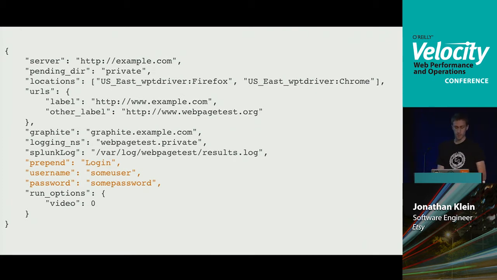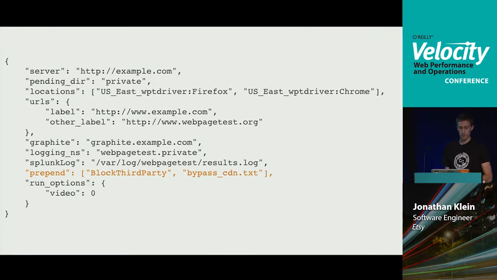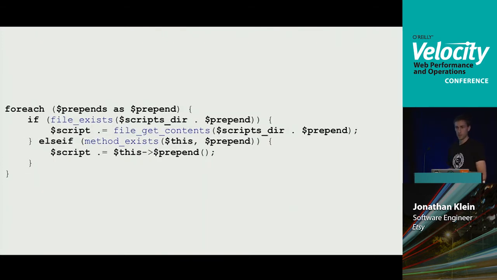That prepend element is also important because you can pass an array of things to it. And this may look a little weird. We've got this block third-party thing, and then there's this bypass CDN.txt. What's going on here behind the scenes is that in the PHP, we actually say, look for a file. If a file exists on disk that matches what you've put in prepend, then go grab that file and we'll call that a script. Otherwise, let's look for a method on this class and see if we can just run that method.